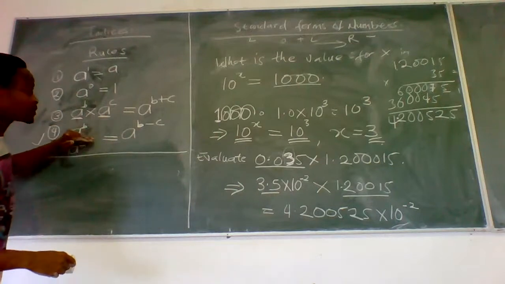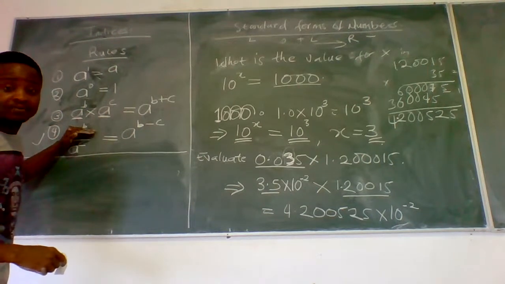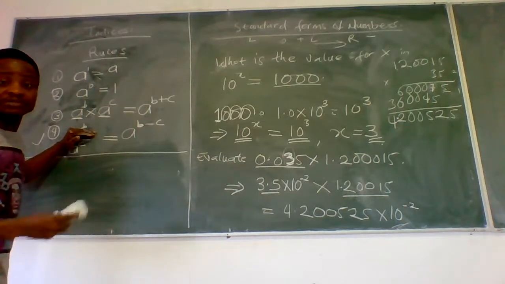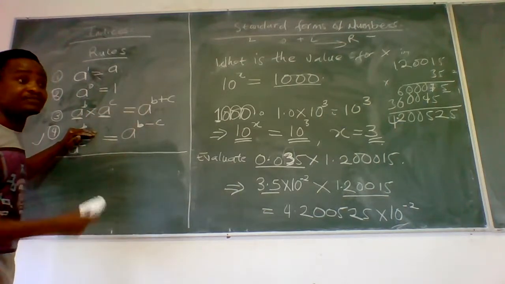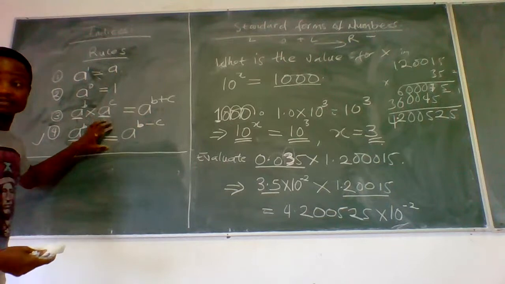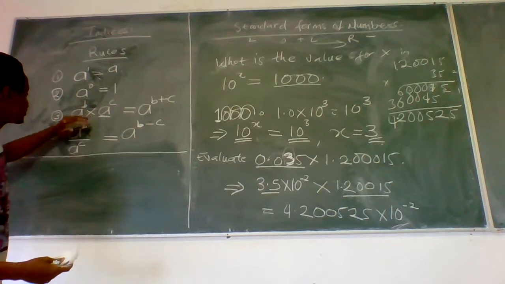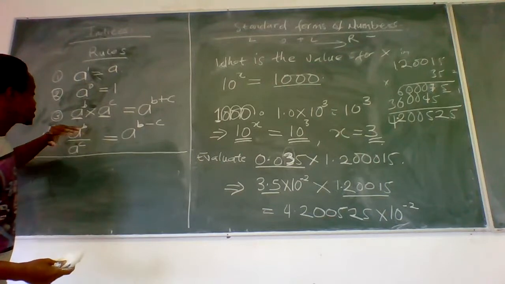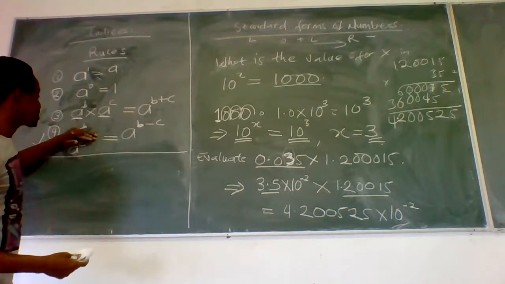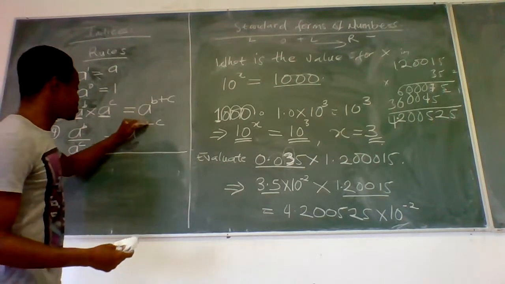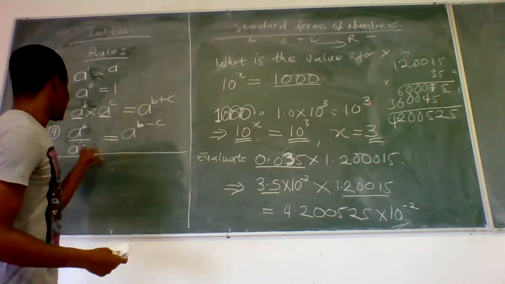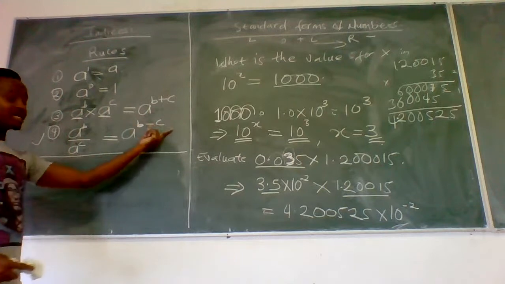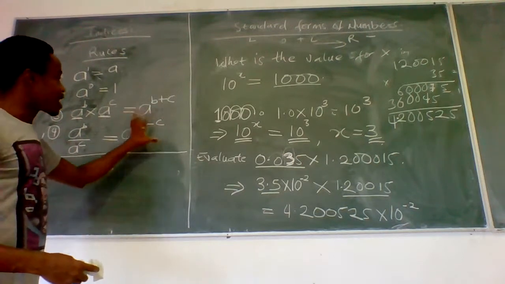First of all, make sure that the bases are the same. The base is the number that carries the powers. If they are the same, then you apply this rule. So you have a power b divided by a power c. The rule is maintain the base, and take the exponent of the numerator, b, minus the exponent of the denominator, c.